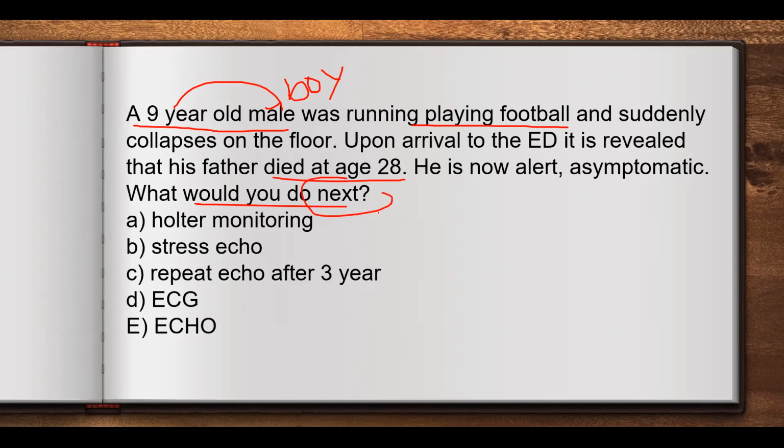Your question is, what do you want to do next in this patient? A 9-year-old boy had a collapse while playing football. You want to do a Holter, a stress echo, a repeat echo after 3 years, an ECG, or an echocardiogram first? Remember, if they ask what is next, meaning your initial investigation, you should always start with the ECG.